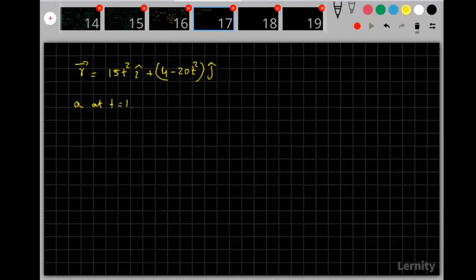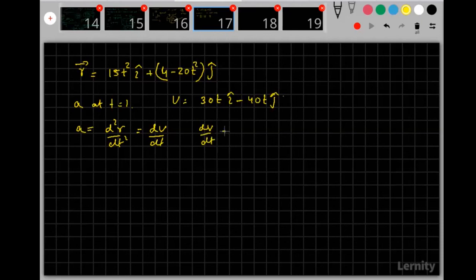They are asking what the acceleration is at t equals 1. The way you go ahead with it is this. If the r vector is given, acceleration is equal to d squared r by dt squared, which is equal to dv by dt. So first find out what v is equal to. v is equal to 30t i cap minus 40t j cap. So dv by dt will become equal to 30 i cap minus 40 j cap.